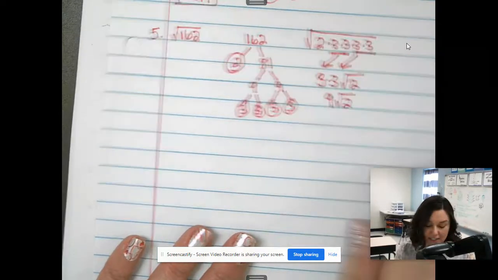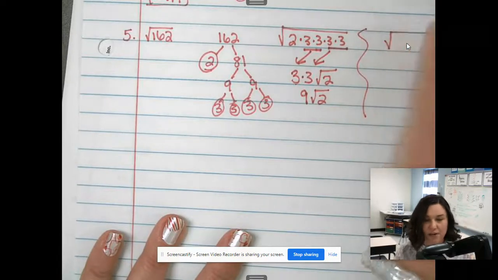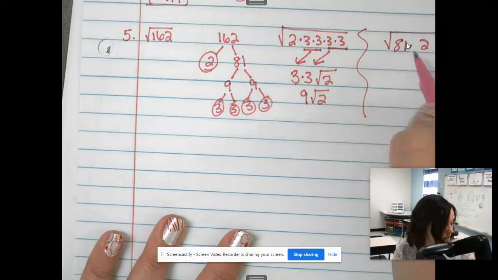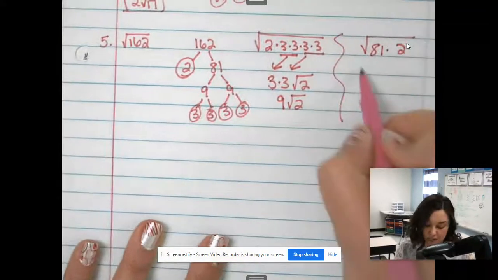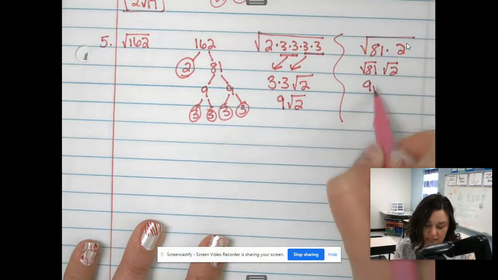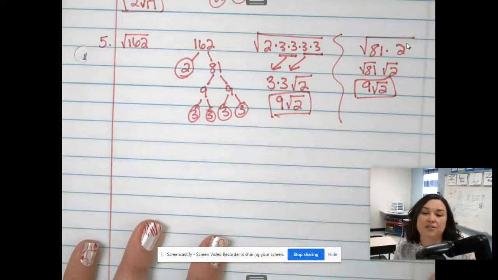Now, because I did quickly see 81 there, if you wanted to do it the other way, the perfect square that goes into it would be 81 times 2, because 162 is 81 times 2. So that's the square root of 81 times the square root of 2, and the square root of 81 is 9. So either way, you get the same answer.